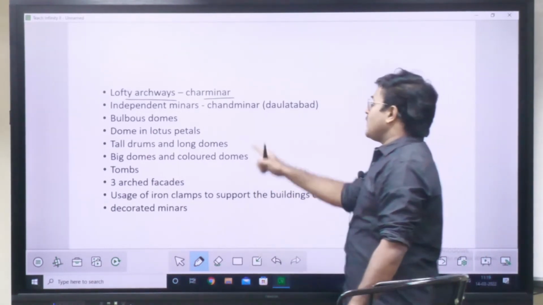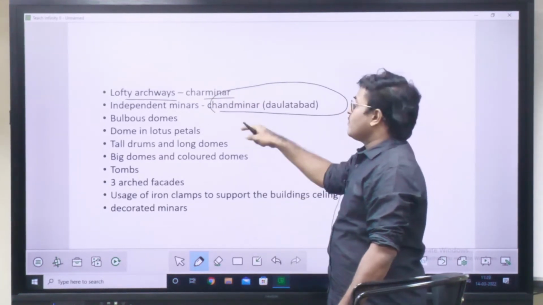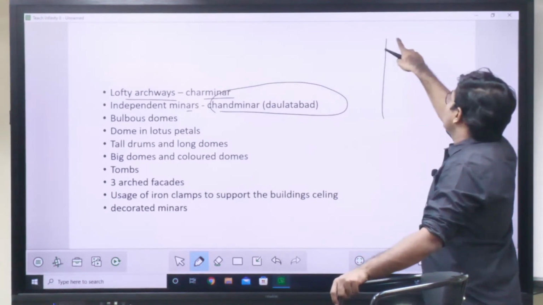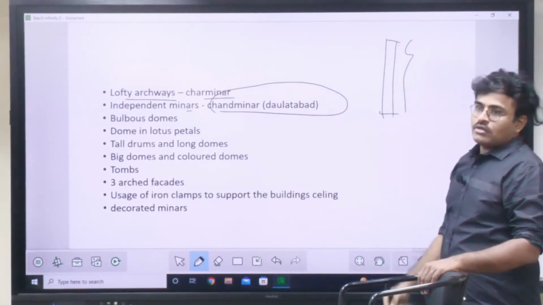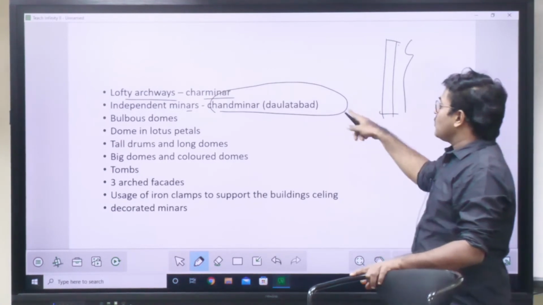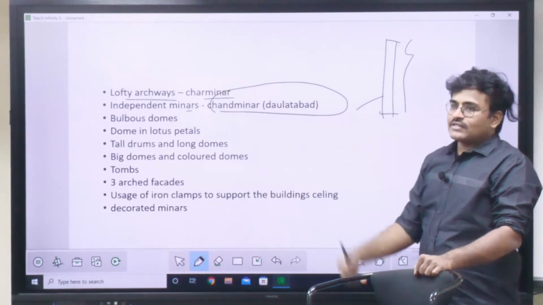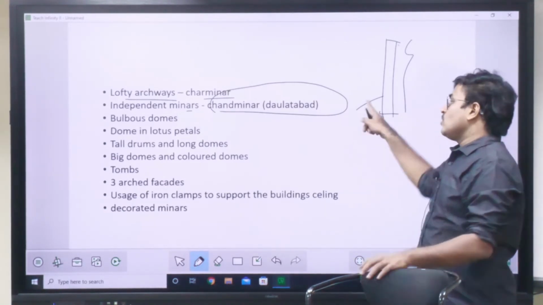Then in some places, without attaching to any structure, they constructed some independent minars. Minar means a minaret constructed in the center of something. There is a minar in Daulatabad which is known as Chand Minar. You know about this? In fact, it is considered to be an astronomical observatory. Chand Minar in Daulatabad.